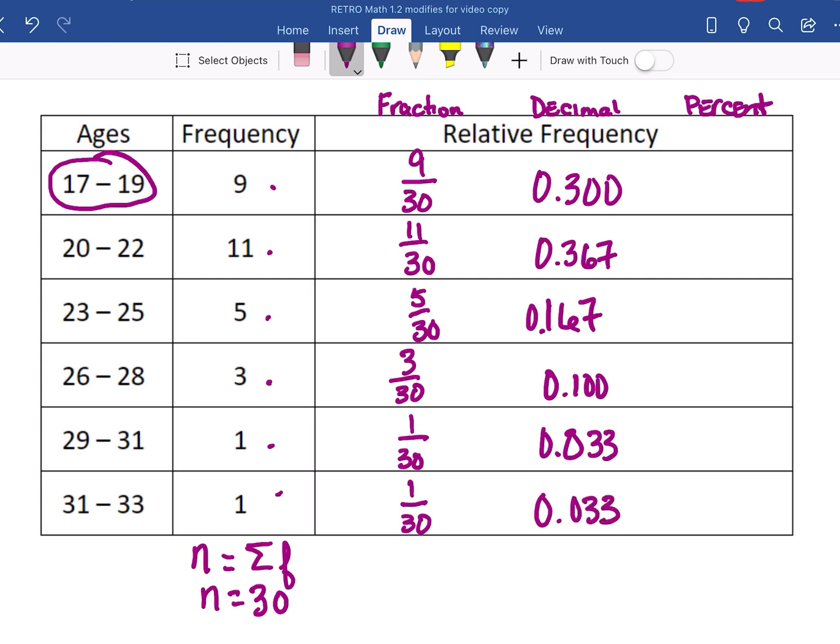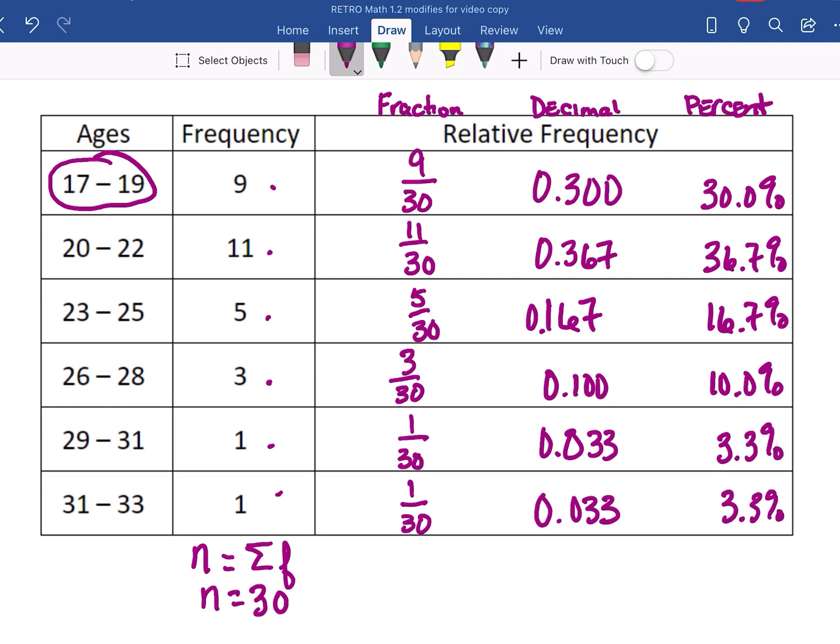And now percents. Percents, remember, are just multiplying the decimal by 100. So this would be 30.0%, 36.7%, 16.7%, 10.0%, 3.3%, and 3.3%.